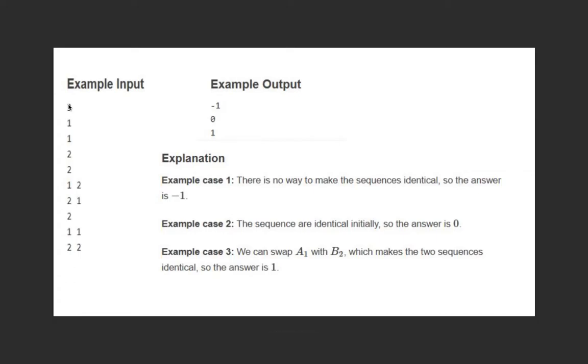Here is the example input. We have three test cases. The first test case contains one element in both the arrays. The first array contains 1 and the second array contains 2. Since we cannot make them identical, the answer is -1.